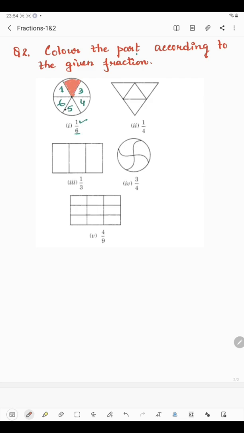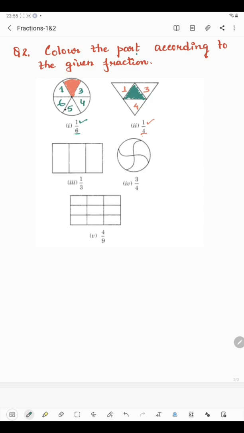Now coming to part 2. Now here in the denominator we have 4. So let's check the number of parts. It's 1 2 3 4. Yes, it is 4. Now out of 4 parts we need to shade 1. So you can shade any one of these. Shade this. Okay, so this is showing 1 by 4.